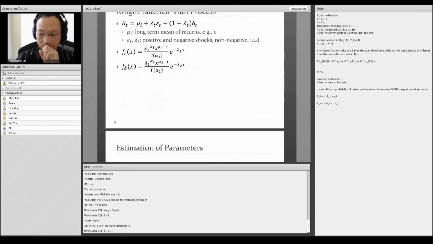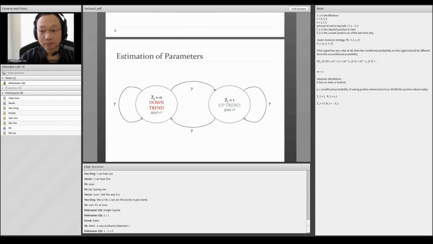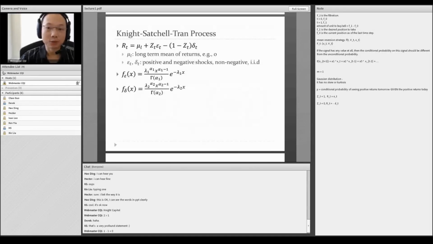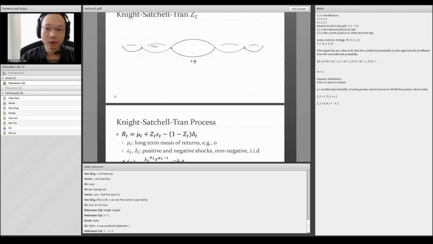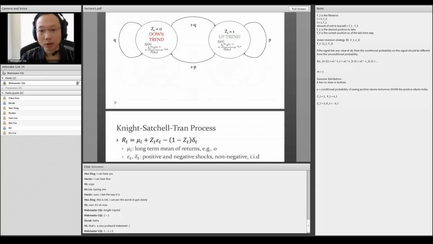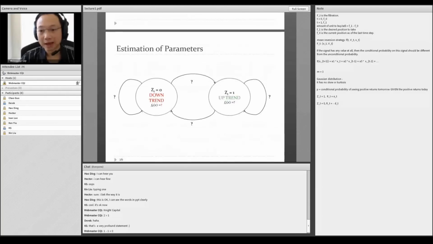By the way, this is your model, but this model has many parameters. For example, you have the P and the Q, and then you have alpha 1, lambda 1, alpha 2, lambda 2. Now these numbers don't come from heaven, right? They are unknown. Given any data set, you have to estimate these parameters.